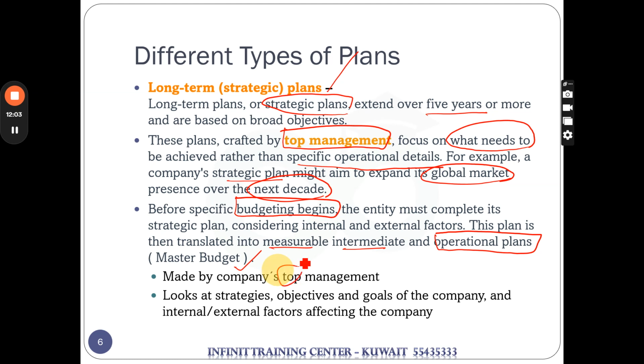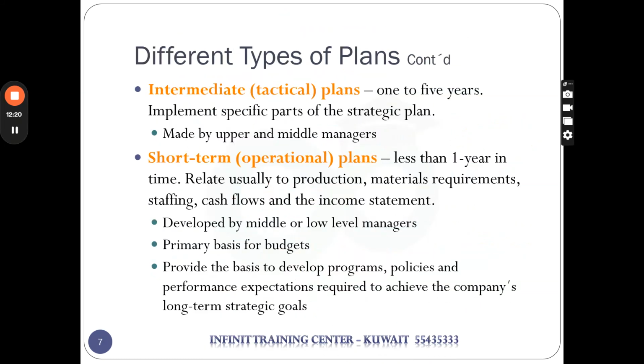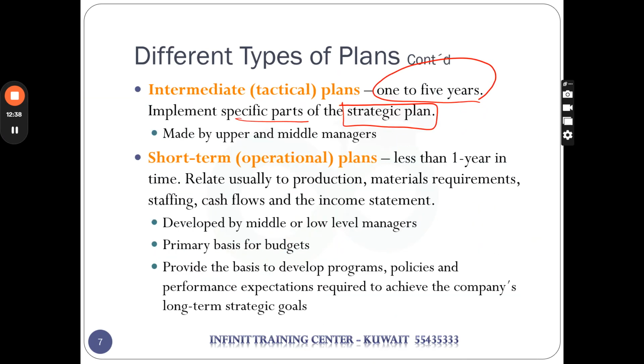So this, as we said, is made by top level management, which looks at strategies, objectives and goals of the company and the internal and external factors affecting the company. Then we have intermediate or tactical plans. This is normally for 1 to 5 years, and this is going to implement specific parts of the strategic plan, the bigger plan.